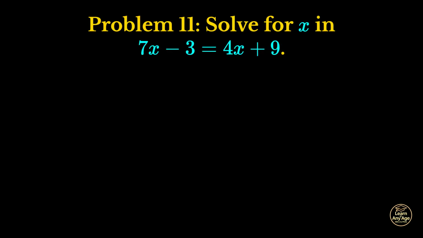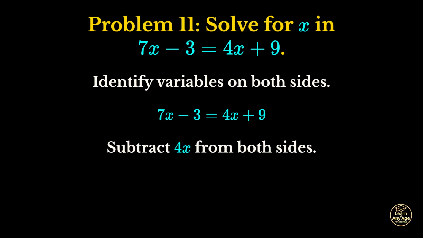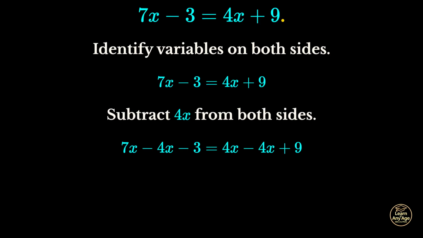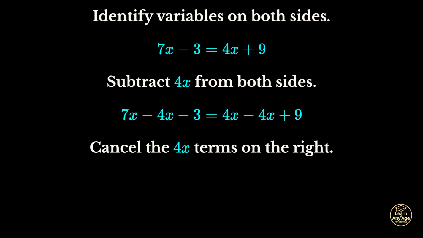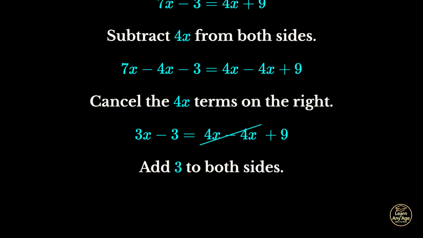Problem 11, solve for x in 7x minus 3 equals 4x plus 9. Identify variables on both sides. 7x minus 3 equals 4x plus 9. Subtract 4x from both sides. 7x minus 4x minus 3 equals 4x minus 4x plus 9. Cancel the 4x terms on the right. 3x minus 3 equals 4x minus 4x cancelled out plus 9.